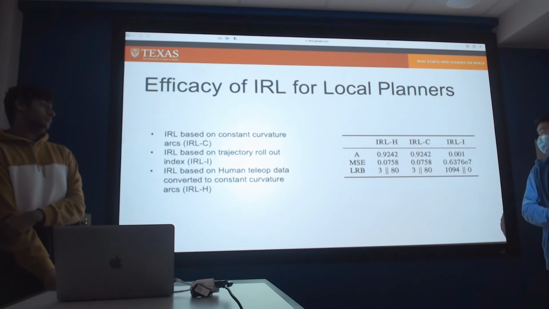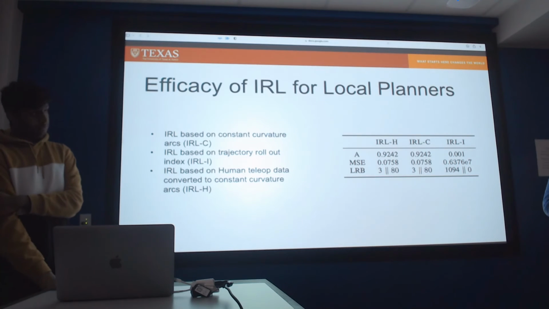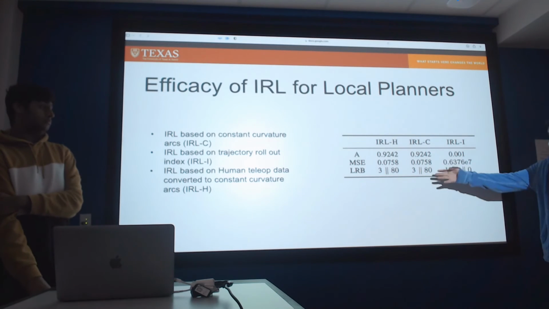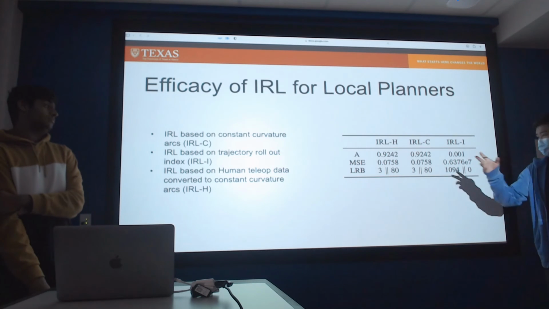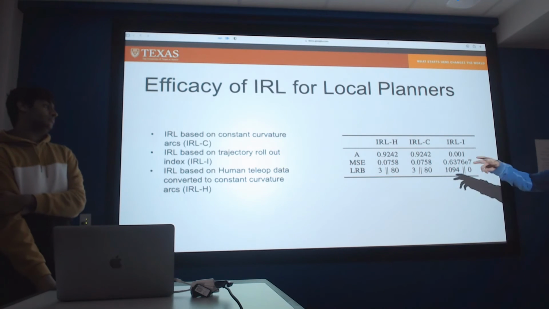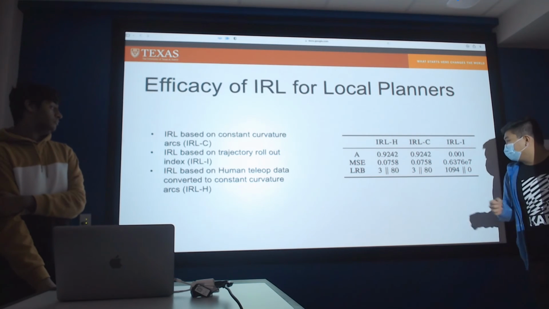So we observed that the IRLH, which is the one learned from the human demonstration, converted into constant curvature arcs, and the REM that is just based on constant curvature arcs, both support very, very high accuracy with very, very low mean squared error, and always with the rightward bias. This could be the intended behavior because the human could have a rightward bias naturally driving, and that could be reflected in both these two models.